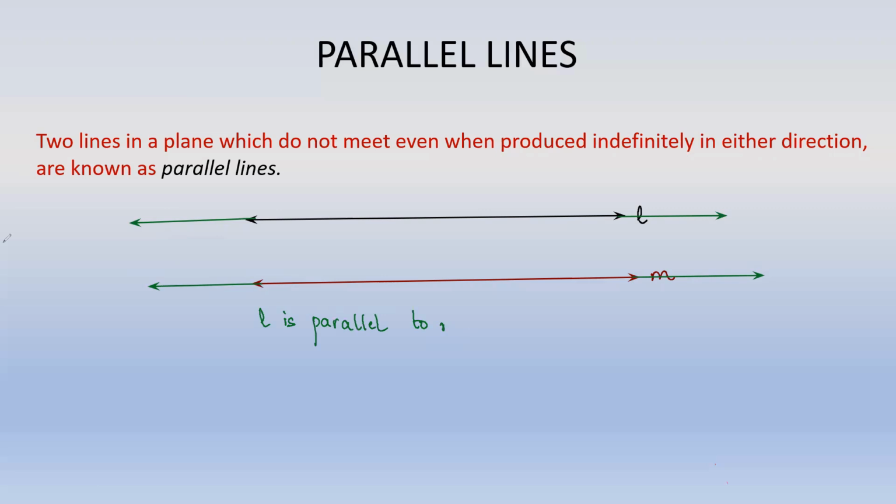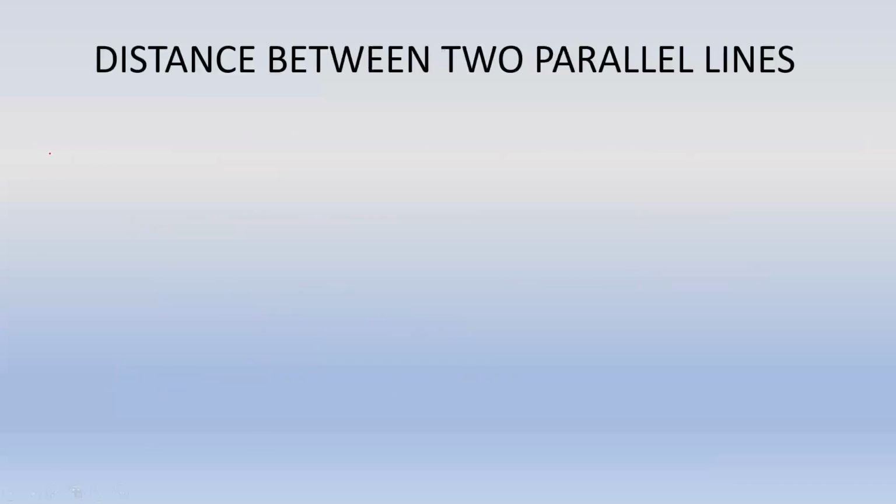This is what we infer. Now how do we denote this? We write L is parallel to M, using the symbol of parallel. Also, this means that M is parallel to L. It's both ways. Either you say L is parallel to M or M is parallel to L. It means the same thing. So this is what parallel lines are. Now next, let us see the distance between two parallel lines.